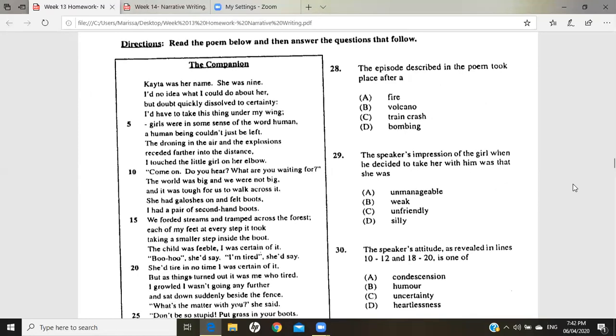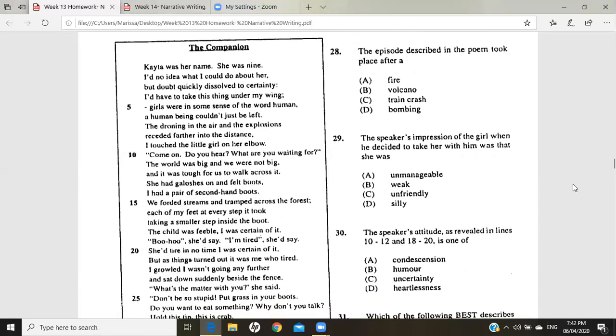This next poem was entitled The Companion. Does anybody want to tell me what this poem was about? It was about a little boy and girl. He found her and he was kind of not really sure whether to take her under his wing, but he had no choice. Yeah, so they were just talking about how they met and their journey and how he was feeling, how she was feeling, and what took place eventually.